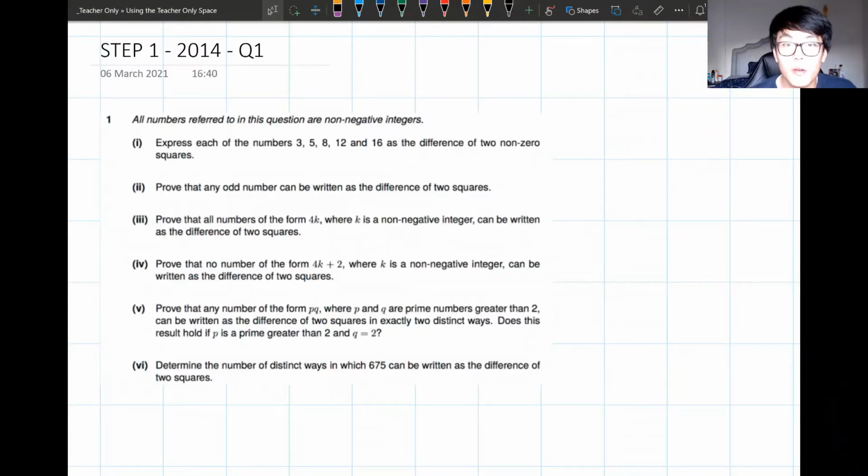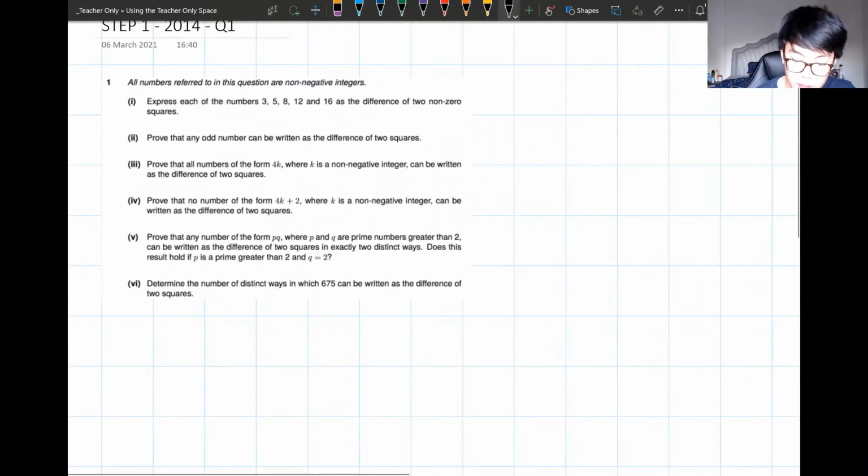Okay, hello everyone. So today we'll be looking at STEP 1, 2014 question 1. So the first three parts are hopefully the ones that are fairly straightforward. So part 1 just involves listing down a few numbers.